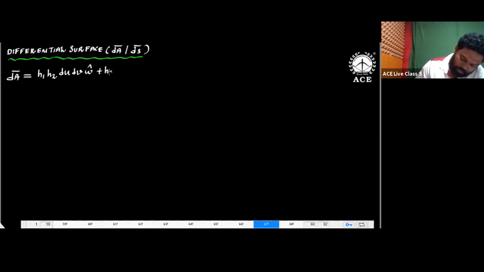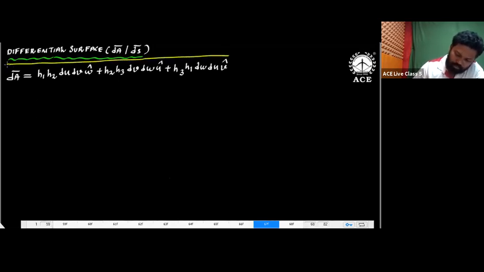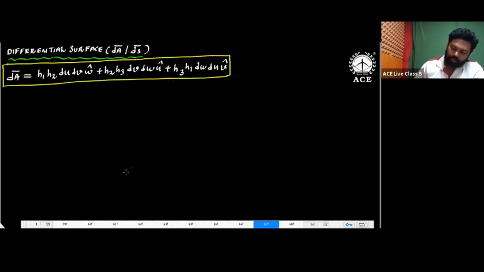The second one is h2 h3 dv dw u cap plus h3 h1 dw du v cap. This is a standard form. You can easily remember. What happens for the Cartesian, you know.